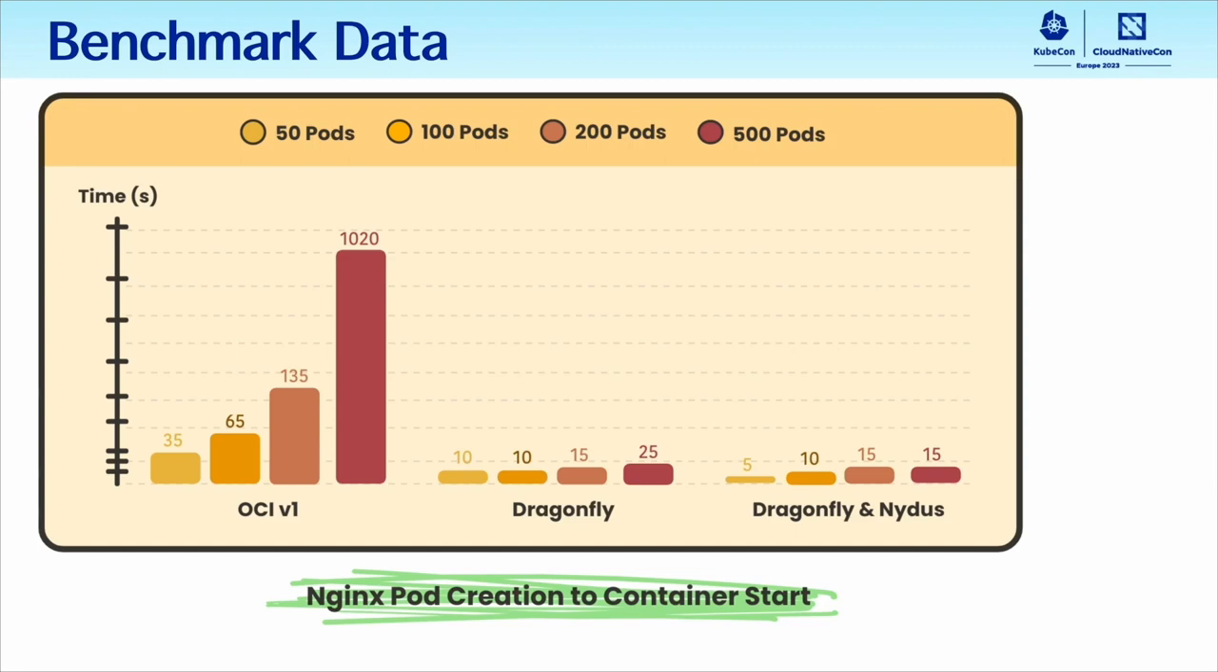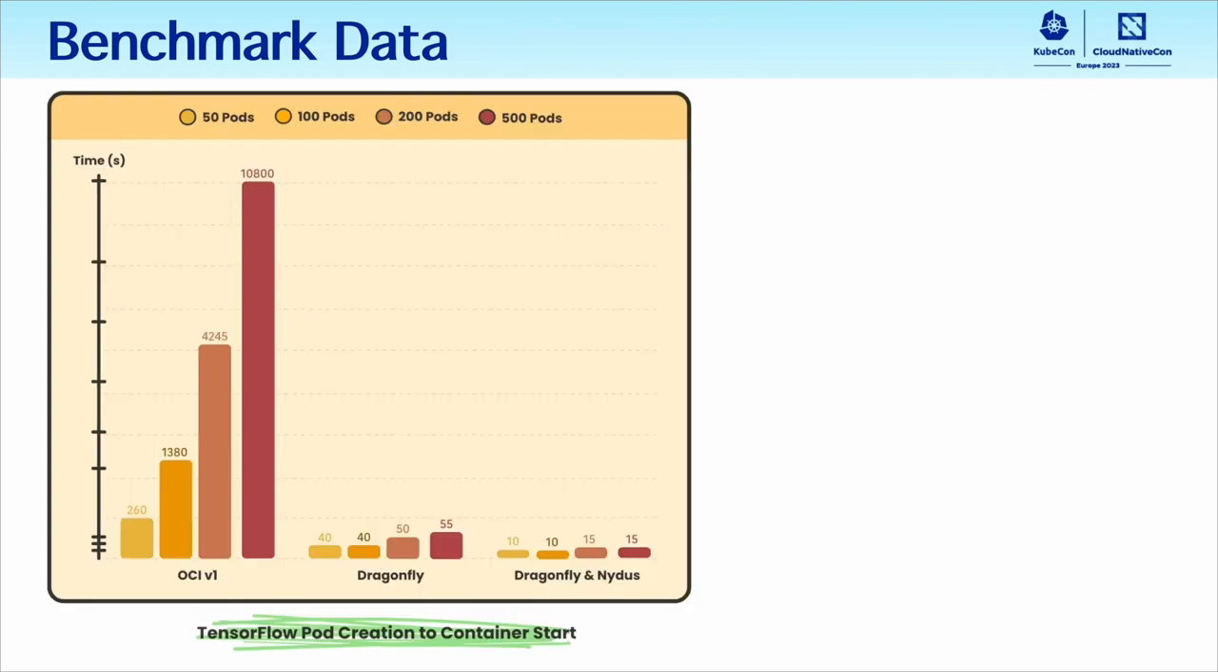Here is Nginx port creation to container start benchmark data. And here is TensorFlow port creation to container start benchmark data. In a scenario of large-scale image pooling, using Dragonfly and Dragonfly with Nydus scenarios can save more than 90% of the container startup time. By using Nydus, the startup time is shorter because of the lazy load feature, which only needs to pull a small part of the metadata.